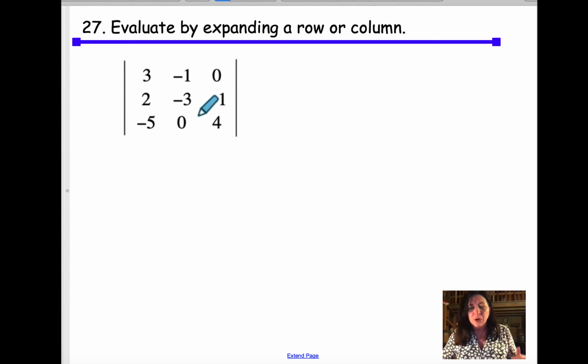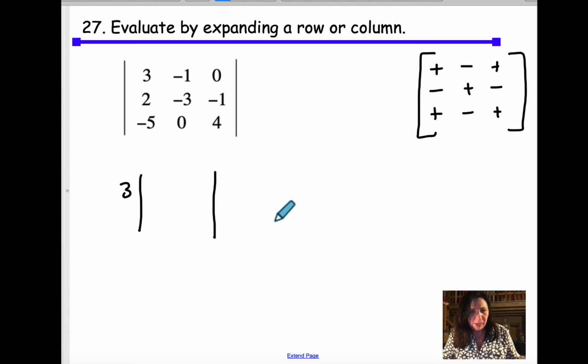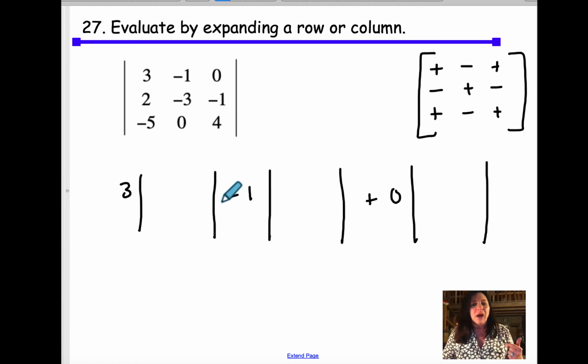So in order to expand a row or column, you got to remember your array, right? Same, opposite, same, opposite, same. So what this means is if I chose the top row and I chose to expand it, it's going to be 3 times a determinant. This is a -1. So -1 times a determinant. And then that's plus 0. Oh, I love that because that's gone. Okay, and the array right here, if I'm expanding this, is going to be, this means same, that means opposite, and that means same.